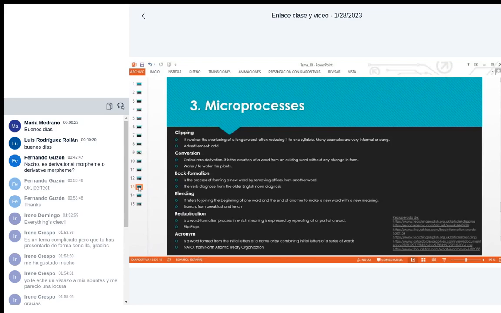Now, blending is mixing two words into just one word. For example, brunch, a mixture between breakfast and lunch. And reduplication is using a sound and repeating it two times, in the case of flip-flops. The acronym is using the first letter of a bunch of words meaning something. For example, NATO, the North Atlantic Treaty Organization. We use the first letters in order to form a new word.